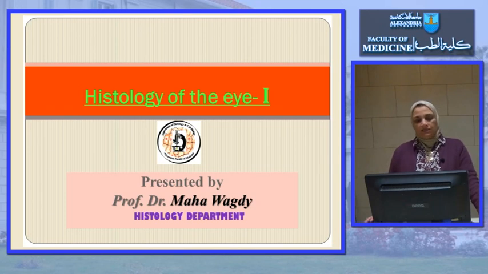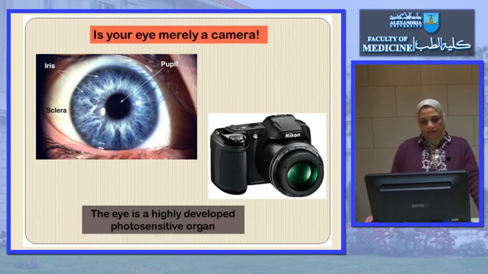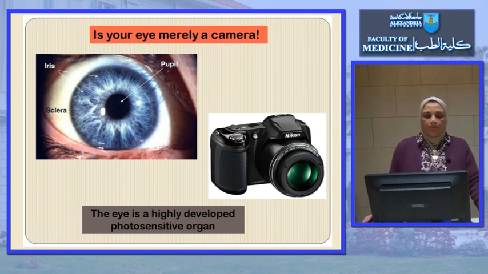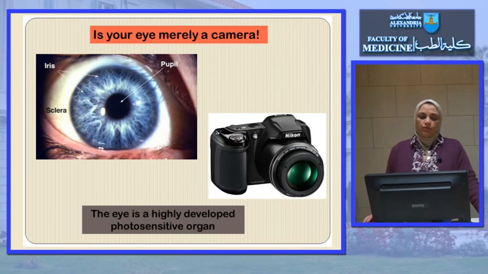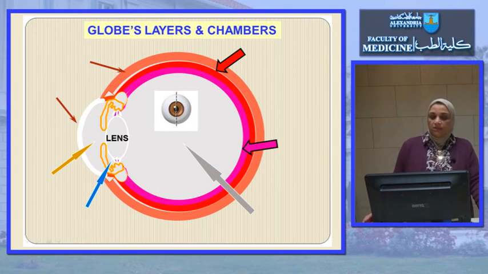Today we'll discuss histology of the eye. The eye is a complex photosensitive organ. It's responsible for the sense of sight. It's just like the digital camera, but we have to know that the optical system of the eye is highly complex and elaborate in comparison to the digital camera. The diameter of the eyeball is about 24 millimeters, about 1 inch, but this inch is the most precious inch in our body.